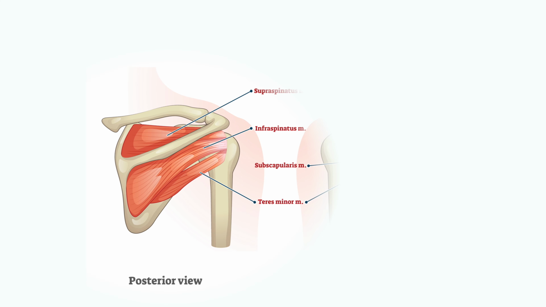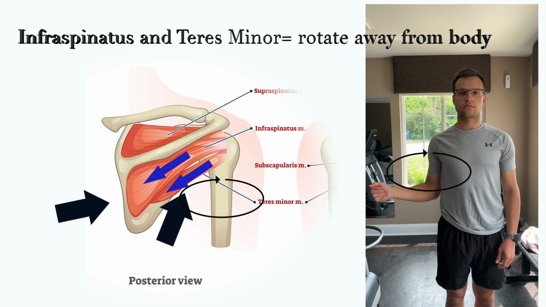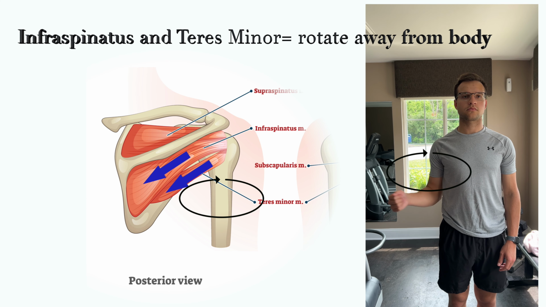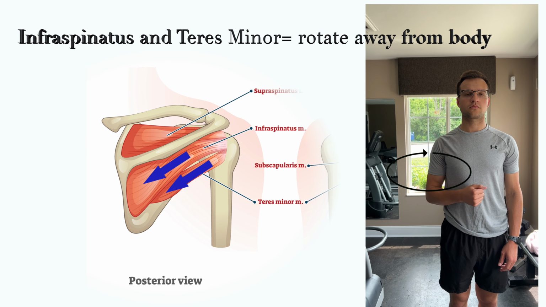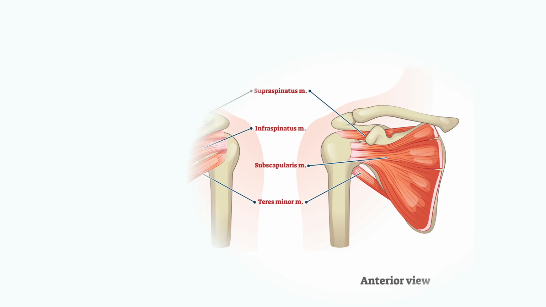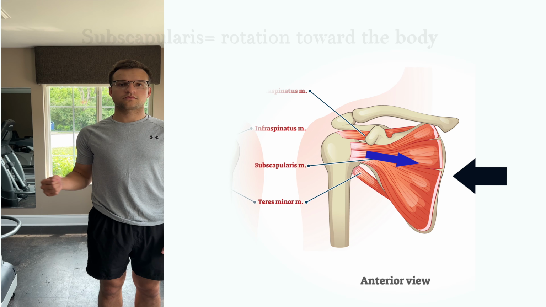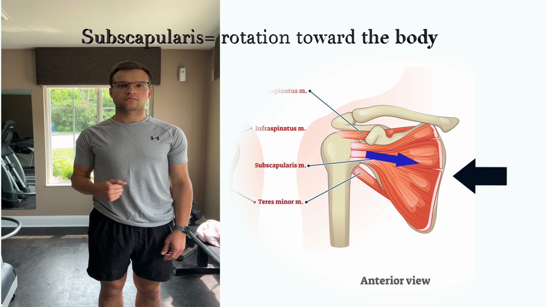Now the other two muscles, the infraspinatus and the teres minor muscle, rotate the humerus when the arm is at the side, which looks something like this. Moving over to the right side of the picture, we are now looking at the front side of the right shoulder. This fan-shaped muscle you see on the front is the subscapularis, and it's responsible for rotating the shoulder in towards the body.